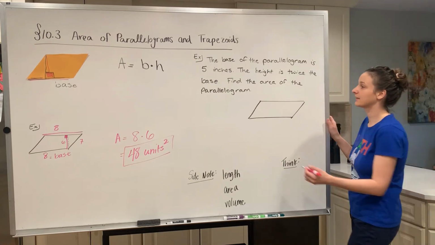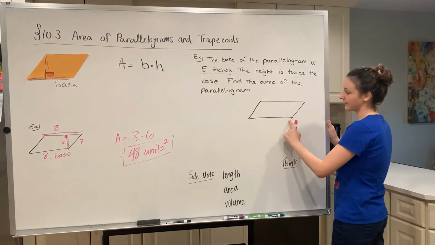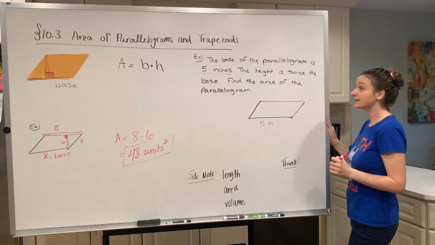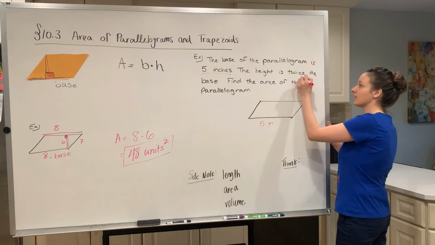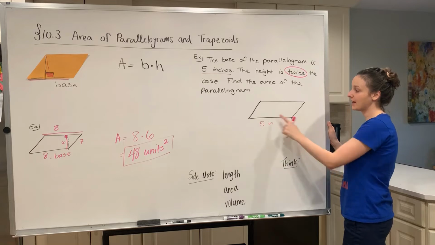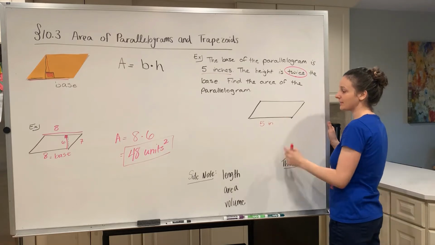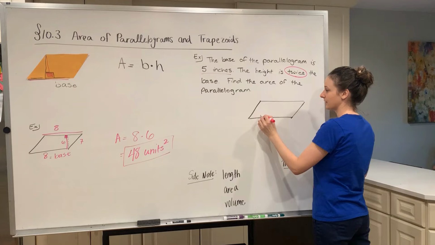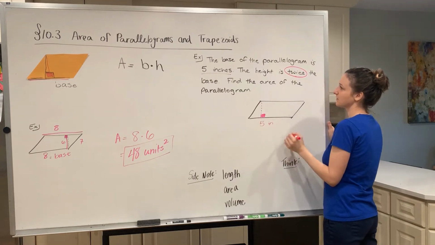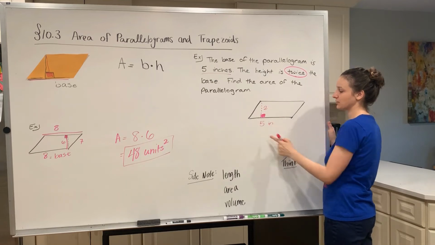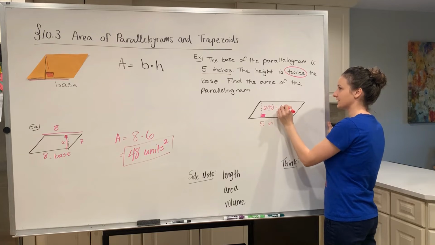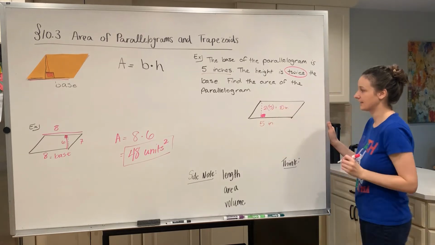The base of the parallelogram is 5 inches. So I can come to the base of my parallelogram and I will label it 5 inches. The height is 2 times the base. That word twice means 2 times. So I want to find the height of my parallelogram. Remember, the height is going to be perpendicular to the base. So the height here is 2 times the base, which we already know is 5. So 2 times 5 here is going to be 10. So the height is 10 inches.